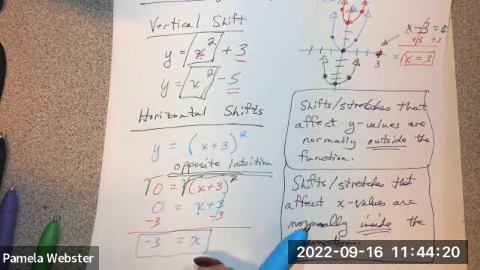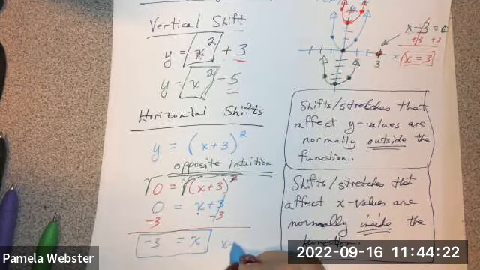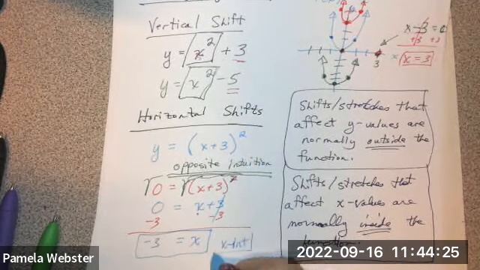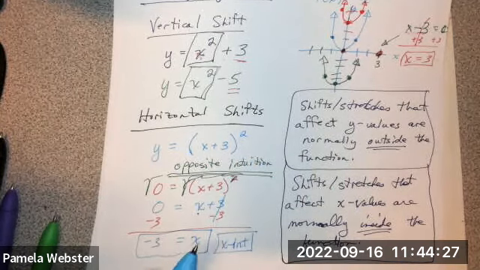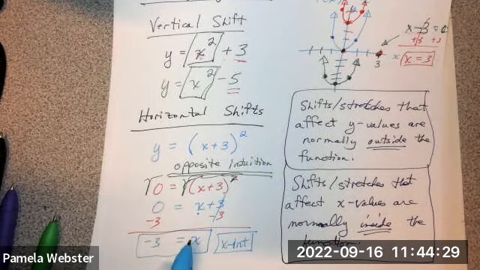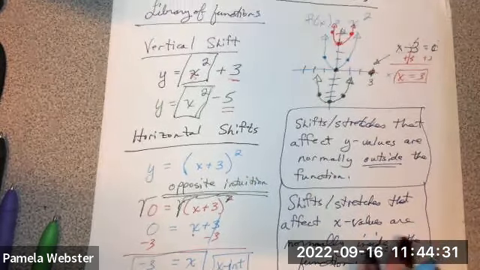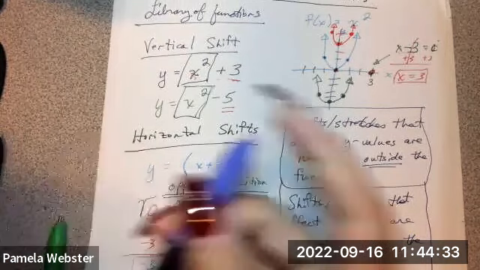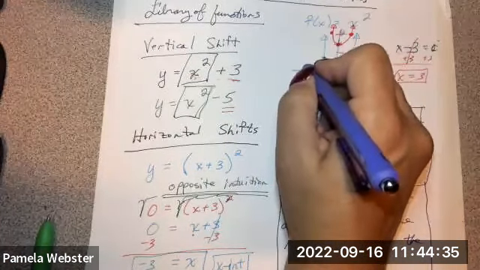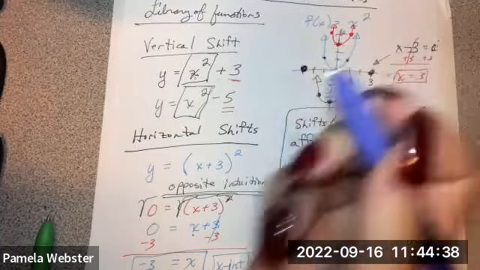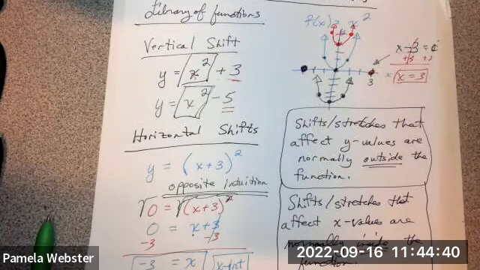Okay, if I have a plus on the inside of my parentheses here, then what it's going to end up with once I find my x-intercept, that's my x-intercept, is a negative. So what that means for my graph up here is that this one is going to go to -3 and 0. That's what's happening to my x-intercept.